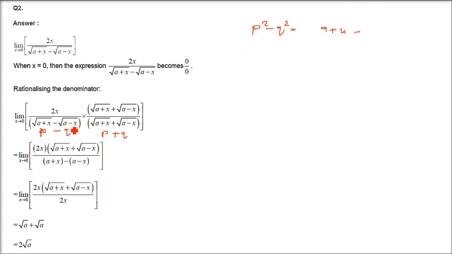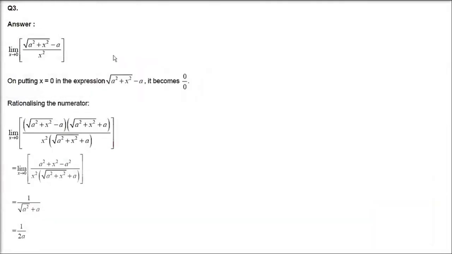So a plus x minus a minus x, that is a plus x minus a plus x. So a gets cancelled. You will get 2x. There is already a 2x in the numerator, so 2x gets cancelled. Now you can apply the direct substitution. So you have under root a plus under root a, that is 2 under root a. So after rationalization, you can directly substitute the value.